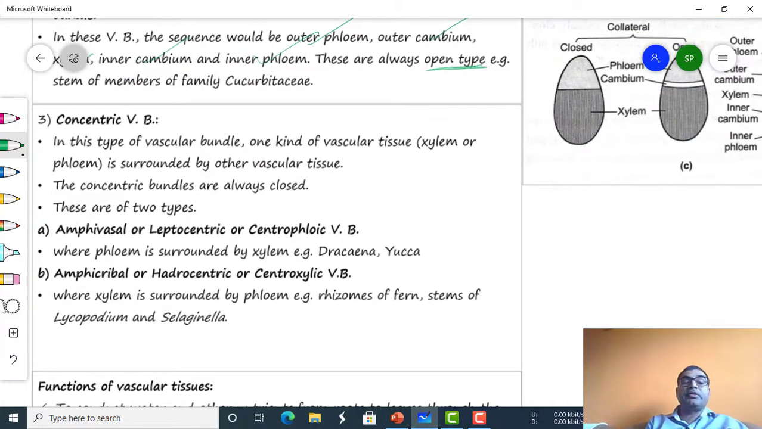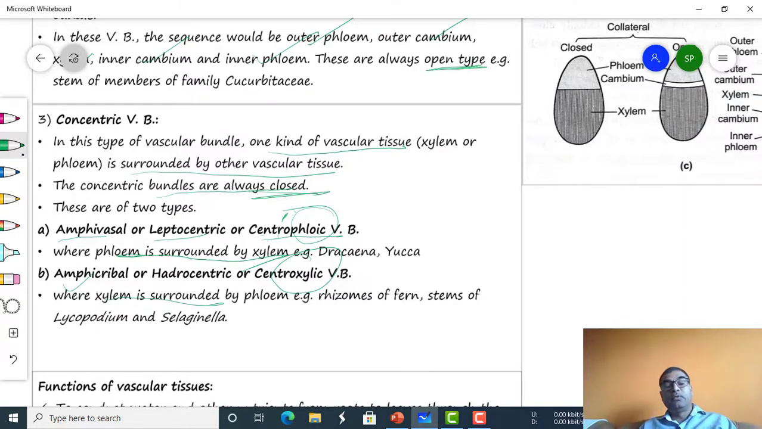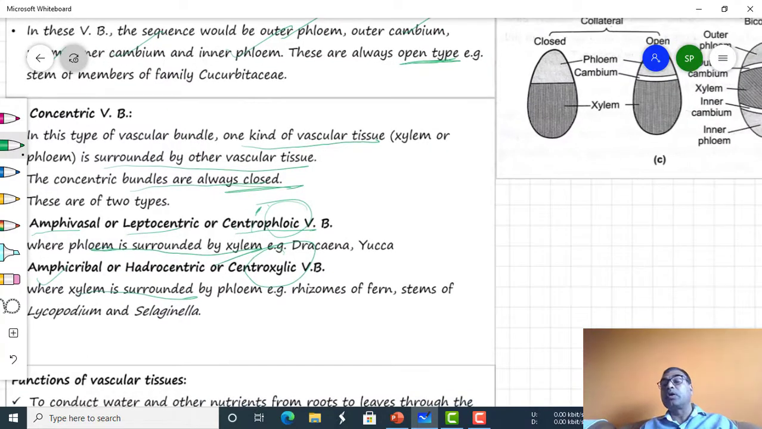Then this one is about the concentric bundle. What is concentric bundle? One kind of vascular tissue is surrounded by another kind of vascular tissue. It is of two types and is always closed. Cambium is always absent. Amphivasal or leptocentric or centroploic: phloem is surrounded by xylem. Centroploic, the central region will be occupied by the phloem. Centroxylic, the central region will be occupied by the xylem. So amphicribal, hadrocentric or centroxylic, here xylem is surrounded by the phloem, observed in Lycopodium or Selaginella.